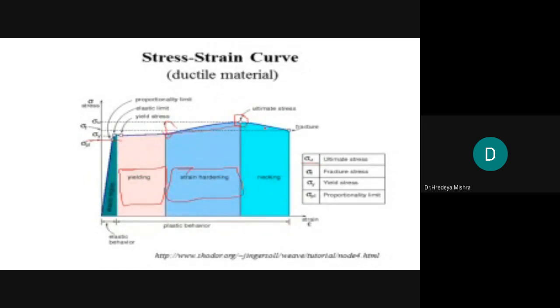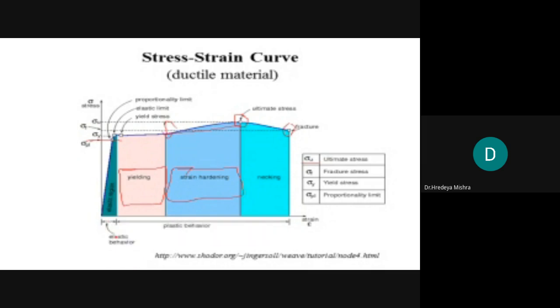But after this value, the stress decreases. This elongation happens without increasing the load. At this point the component or specimen breaks. That is why this point is called sigma F, the fracture stress. After this value, the component is fractured.